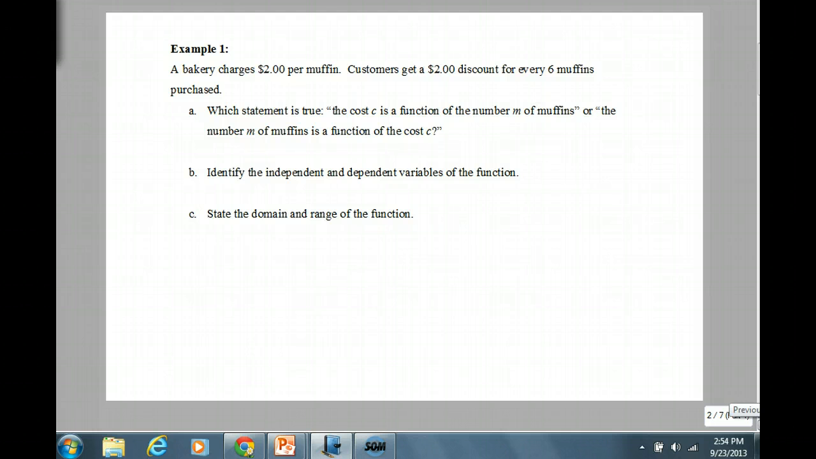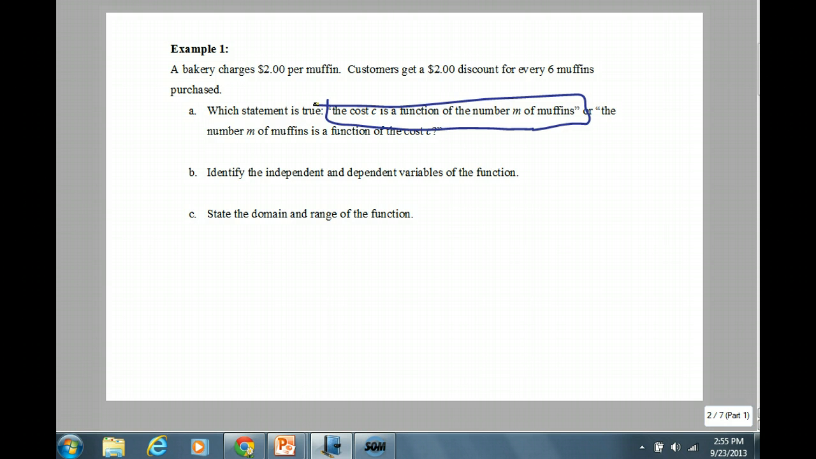Okay, so an example. A bakery charges $2 per muffin, and a customer gets $2 discount for every 6 muffins purchased. Which statement is true? The cost C is a function of the number of muffins, or the number of muffins is a function of the cost C? The first one. Yep, the first one is true. Okay? So you're going to want to circle that one, because C is dependent on the number of muffins, how much it's going to cost overall. Okay?